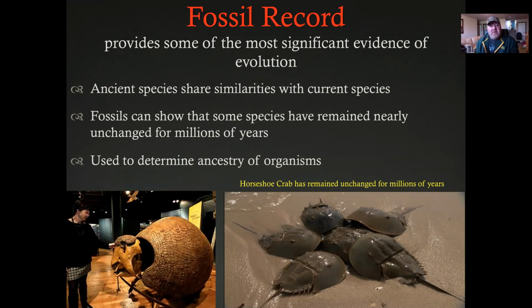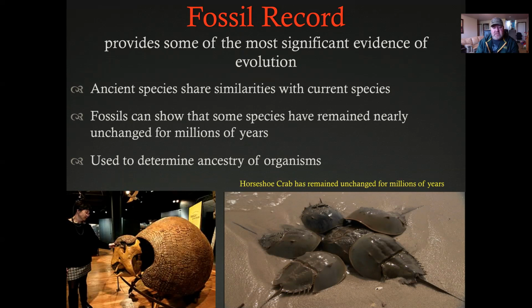So the first type of evidence is from the fossil record. The fossil record provides some of the most significant evidence of evolution. So what we do is we have ancient species, and we compare similarities with modern species, and we look at some of the structures and the functions of those organisms to see if they're the same. On the bottom left here, we have an armadillo, right? That's a giant armadillo, but we know that we have armadillos now, so we compare modern day armadillos to these ancient ones, and they're basically the same, they're just smaller in size.